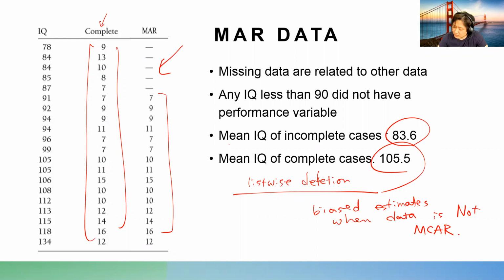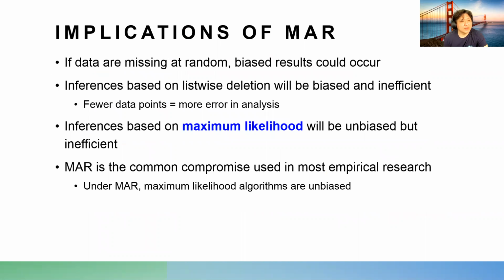But this is a more realistic case. So, implications of MAR. If data are missing at random, biased results could occur. Inference based on listwise deletion, pairwise deletion, mean imputation, or median imputation will all be biased.